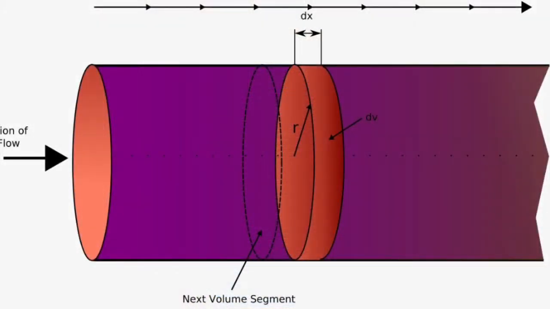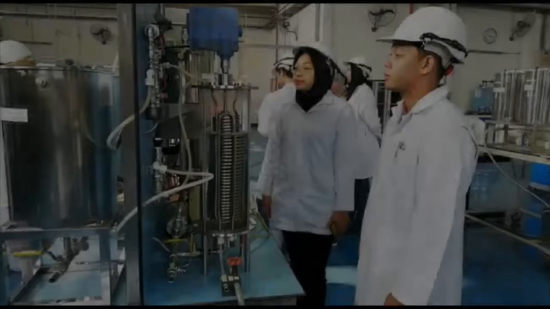Today, we would like to focus more on PFR. PFR, or tubular reactor, consists of a long hollow tube in which the reactant will flow in the axial direction in the shape of a plug, as shown in the figure. So, let's move on to our objectives of the experiment.